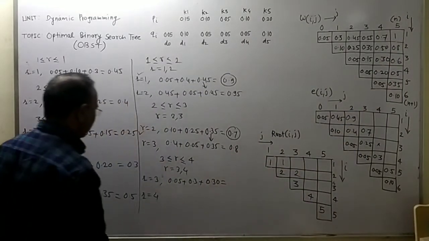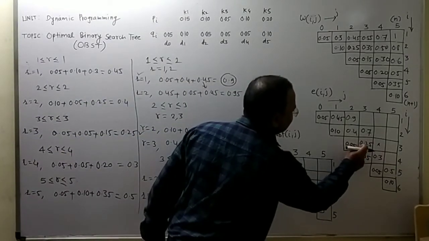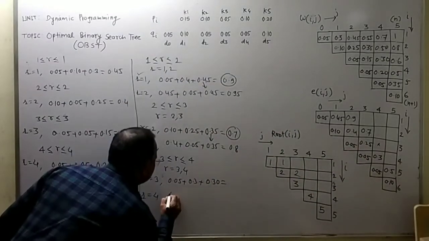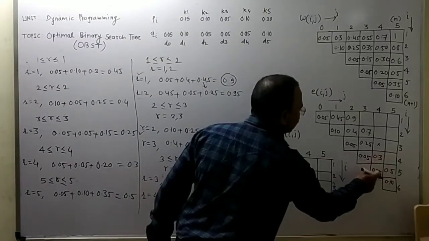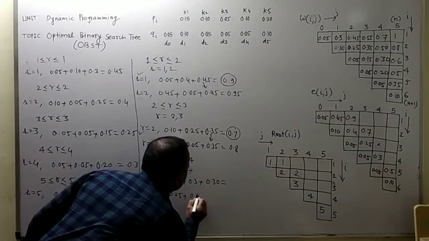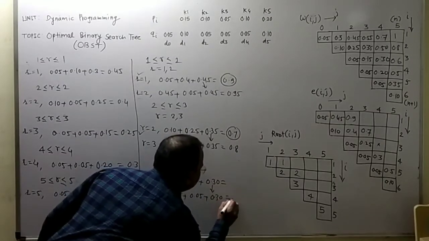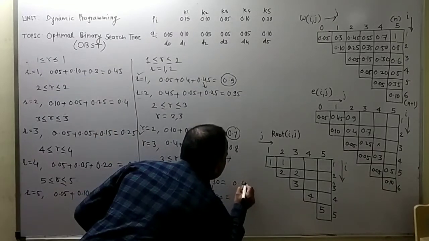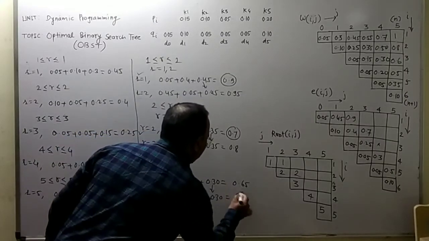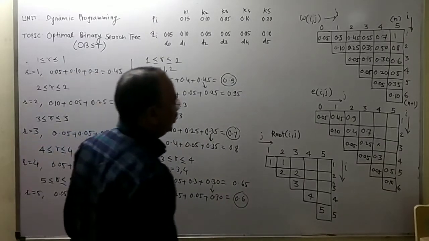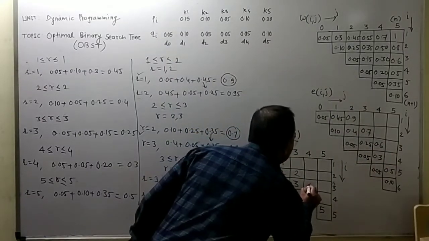0.30 is equal to, for r is equal to 4, already we have considered this value, now consider this value 0.25. We have considered this value for the previous r, now consider this value 0.05 plus 0.30. This is nothing but W value is equal to 0.65 and 0.6. Out of this, minimum is 0.6 for r is equal to 4.